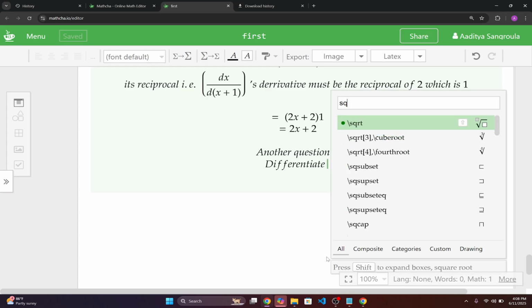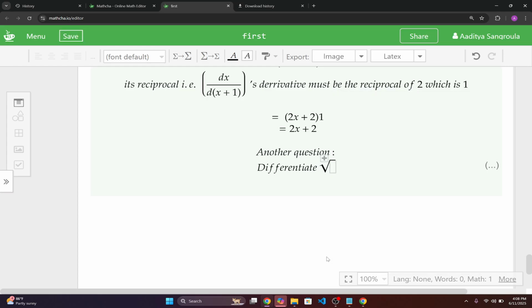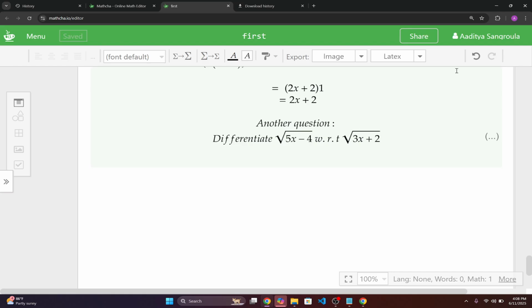Differentiate the square root of 5x minus 4 with respect to the square root of 3x plus 2. So we will differentiate the square root of 5x minus 4 with respect to 3x plus 2. That would be so great. So differentiating root 5x minus 4 with respect to 3x plus 2.